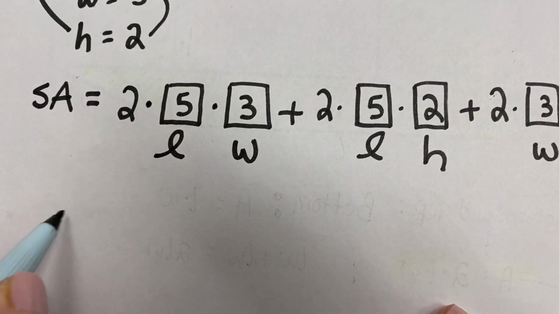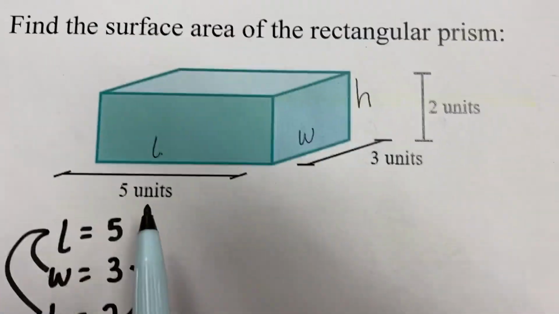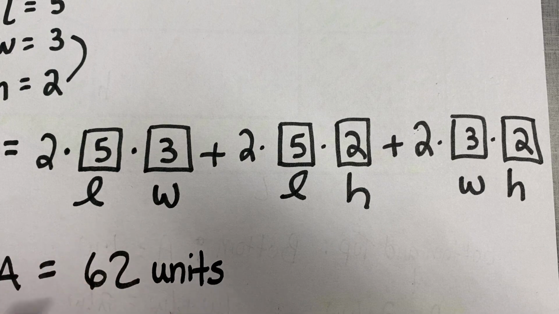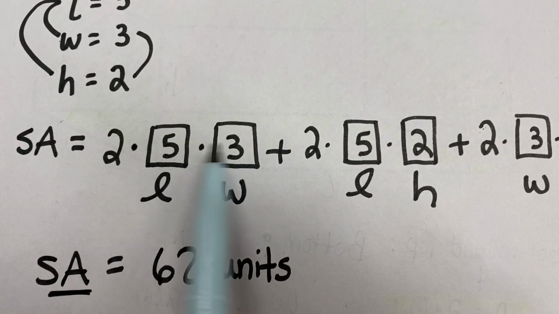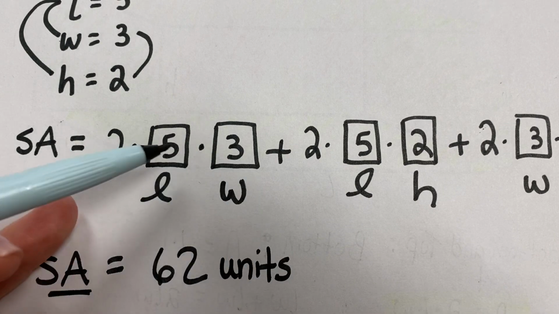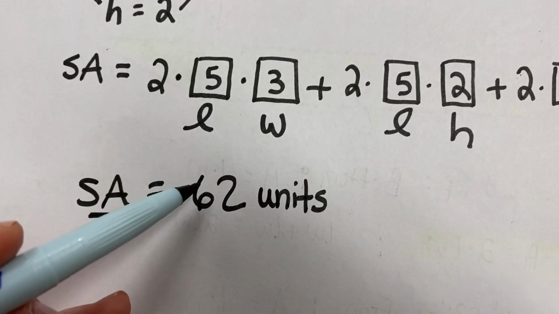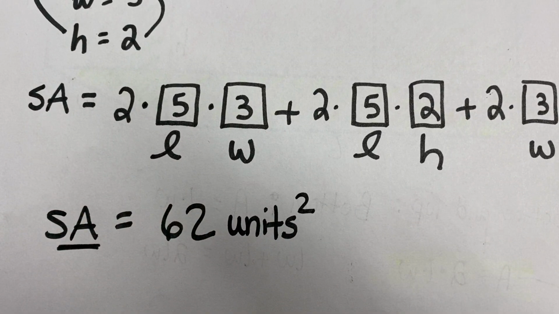So this is going to be a final answer. Surface area equals 62. They just called it units. And since it's area, surface area, these are all 2 dimensions, right? Length, width. If this was centimeters or inches, it would be centimeters squared or inches squared. So surface area, we're back to squared, not like volume where you do cubed.